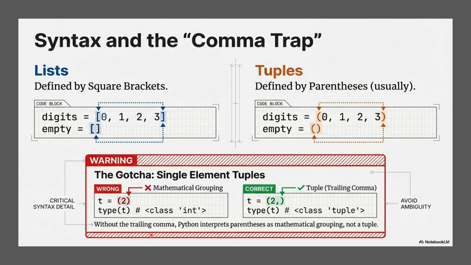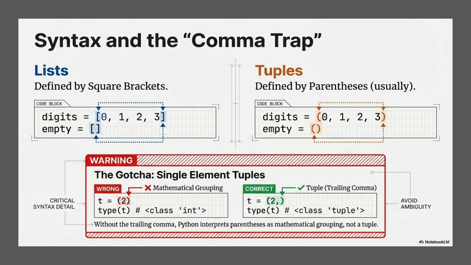The worst part? This mistake doesn't always fail immediately. Your code might run and break later, far away from where the bug actually is. To fix it, you must add a trailing comma. T equals, open parenthesis, 2, comma, close parenthesis. That comma is the secret signal that tells Python, this is a container, not a math equation.